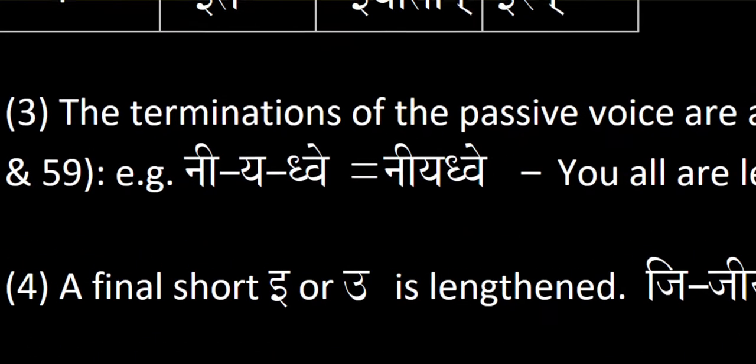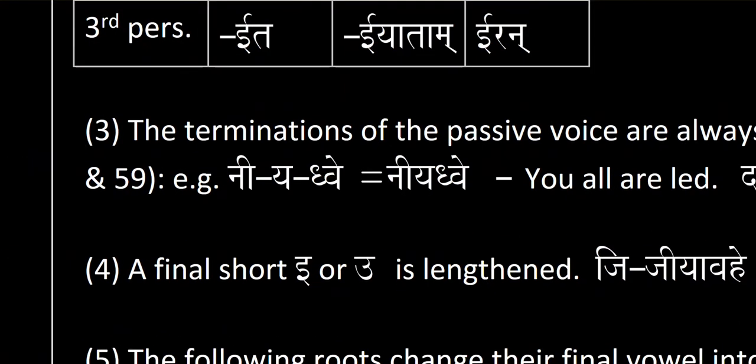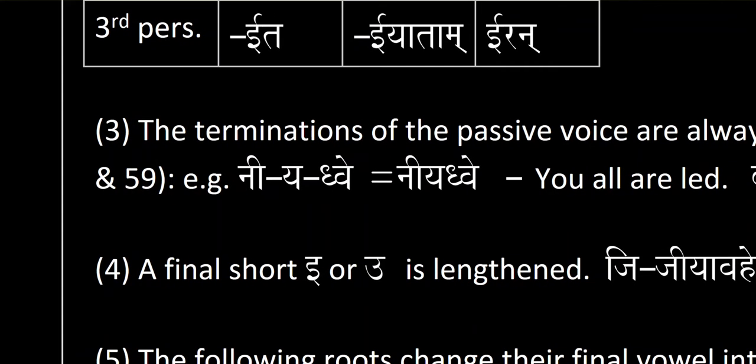So our example here is ni, which means to lead. Now, ni is in first conjugation, so all you're going to have to do is add ya and your termination ending. If you want to say you all are led, you're going to want to use the present tense, middle voice, second person plural. And that termination ending is dhve. So you end up with niyadhve.